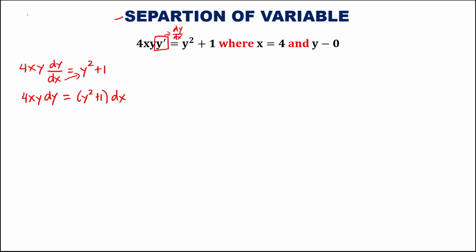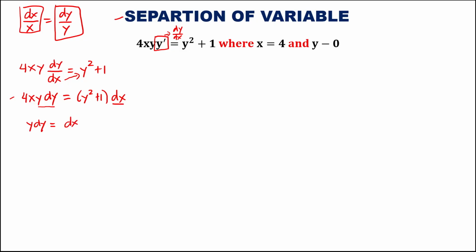Now take note that for dx, the denominator must be all x, and for dy, the denominator must be all y. So this is now the separation of variables. So we need to separate all x and separate all y. So from this equation, we have this y dy, then equals, for this side, we have dx.